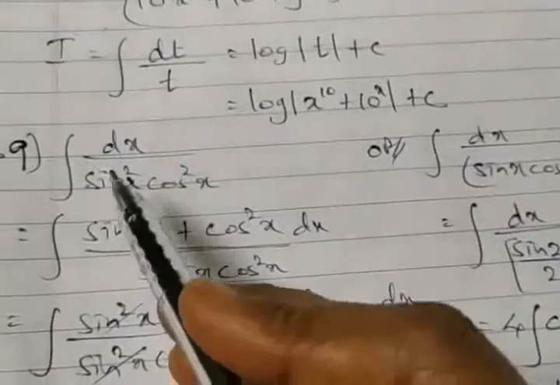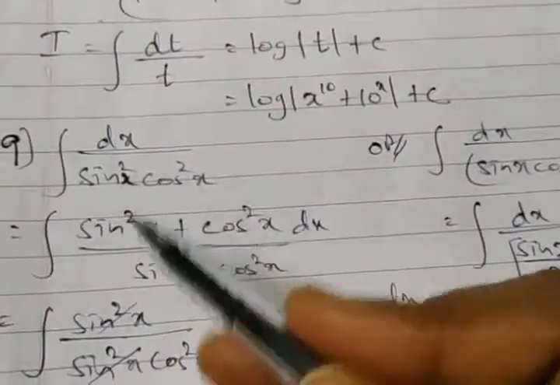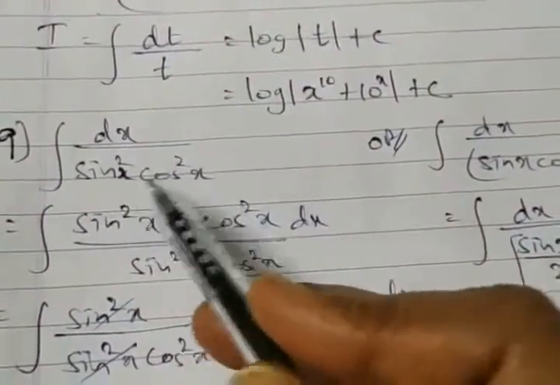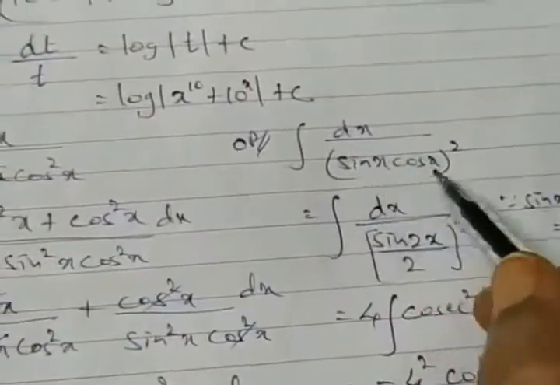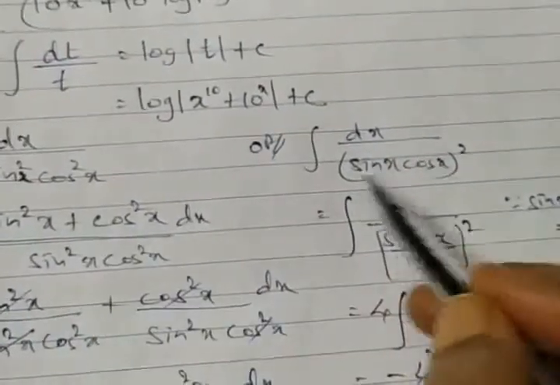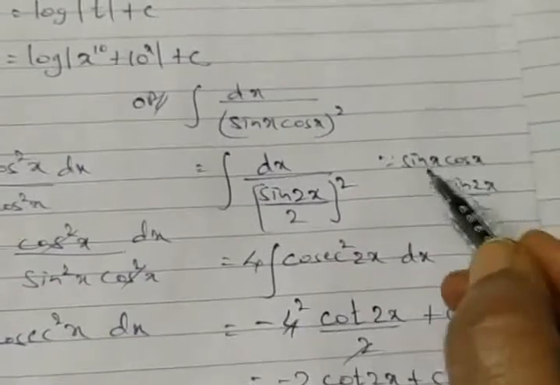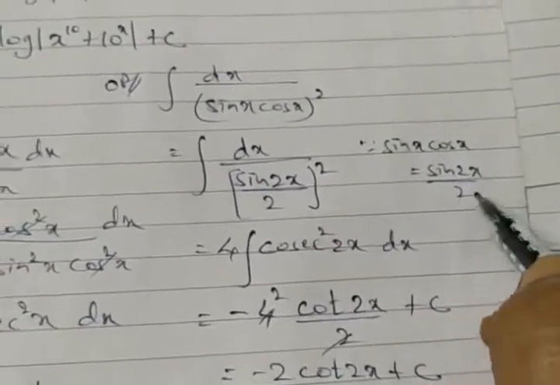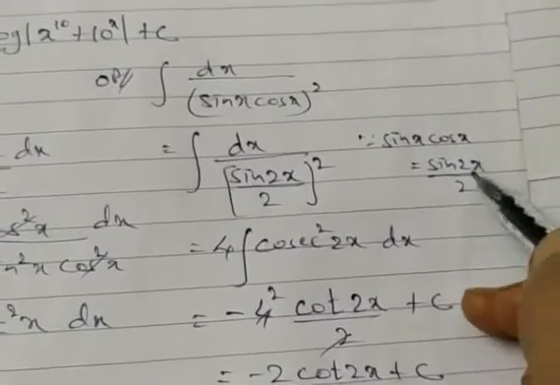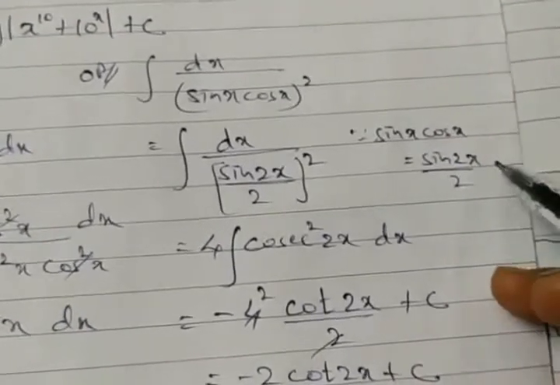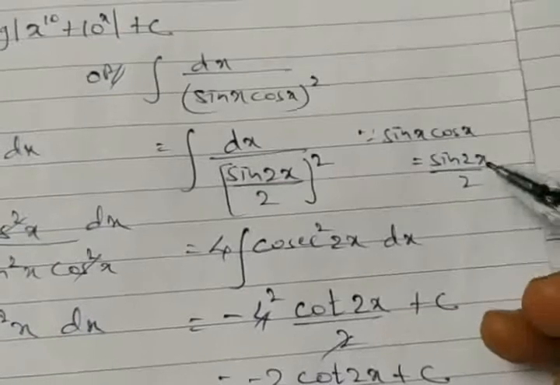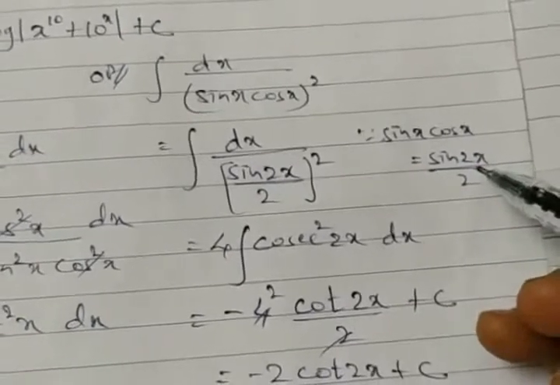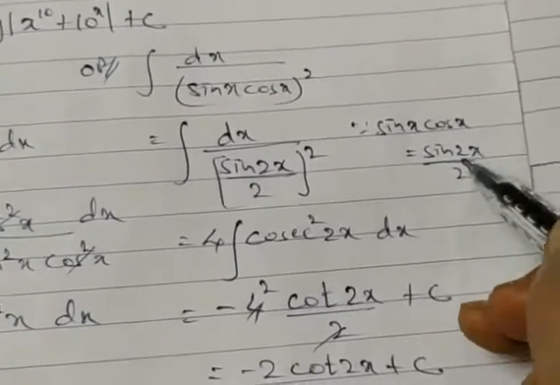Or, what is sin square x cos square x? Even if I find sin x cos x, whenever I find sin x cos x, the question I take it as a whole square. Whenever I find sin x cos x, I always think about our submultiple formula, sin 2x by 2. Repeatedly I'll be asking this in inverse trigonometry also. In differentiation also you might have used it. In PUC first year also we have highlighted this formula.